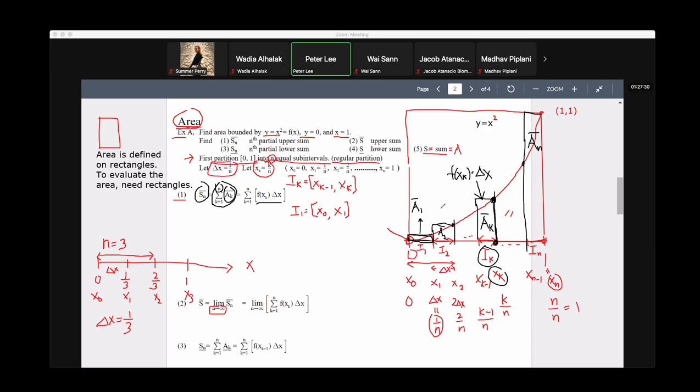Now, what is the area of this A sub 2 bar? A sub 2 bar is the rectangle. What is the area of that rectangle? That will be f at x sub 2. Note that x sub 2 is the right endpoint of the second interval, right? And then times delta x. You get this.